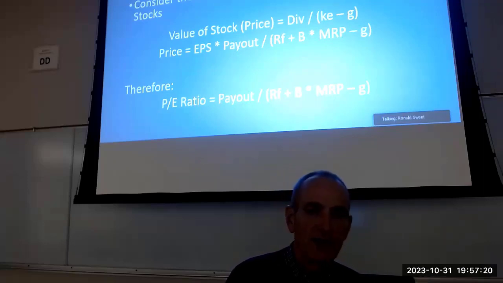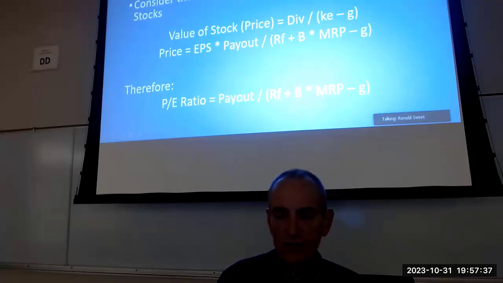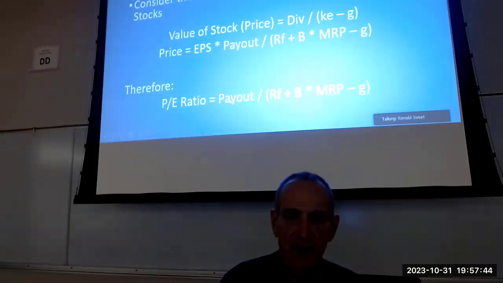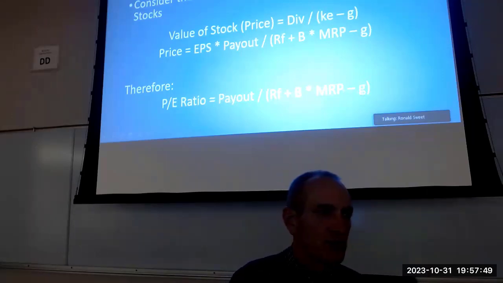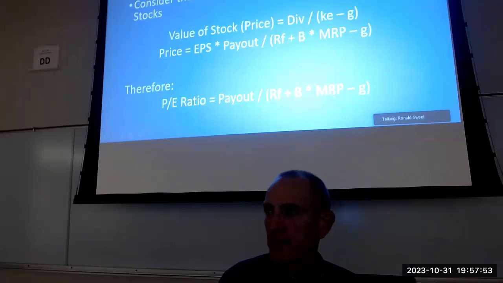So what is a PE ratio? You'll see how I got the PE ratio. I'll move earnings over here, price to earnings. It's the payout ratio divided by the risk-free rate plus the firm-specific risk times overall stock market risk premium, minus the firm's growth. We have 3 things that are specific to the company: the payout, the beta, and the growth. Those are specific to the company. There are 2 things that are systematic: interest rates and the market risk premium.